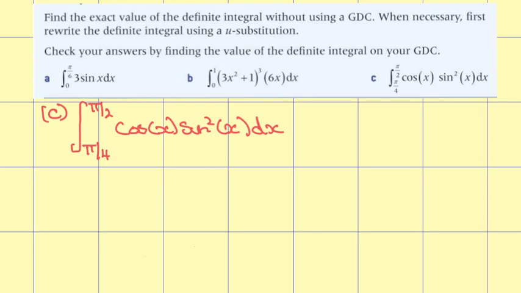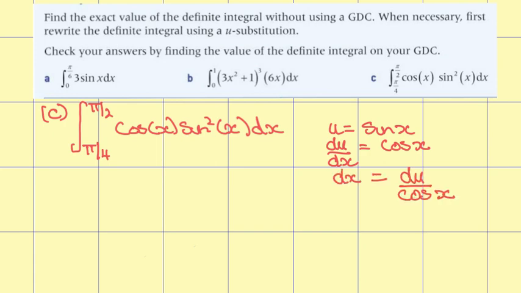Part C. Integrate cos x sine squared x dx between the limits pi over 4 and pi over 2. In this example, we're going to use this U substitution: u equals sine x. We're going to use that substitution because sine has the largest power. Differentiate u equals sine x to get du over dx equals cos x. Rearranging to find dx, dx equals du over cos x.